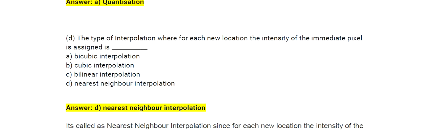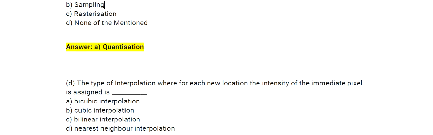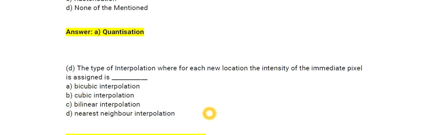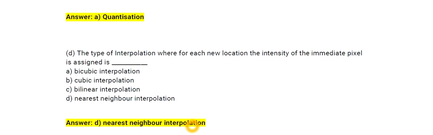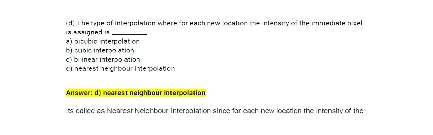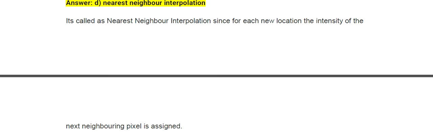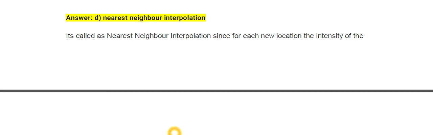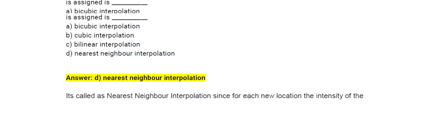Okay, next question is about the type of interpolation where for each new location the intensity of the immediate pixel is assigned. Obviously, that is nearest neighbor. The answer is very straightforward, nearest neighbor interpolation, and it is called nearest neighbor interpolation since for every new location the intensity of the next neighboring pixel is assigned. So the answer is D.